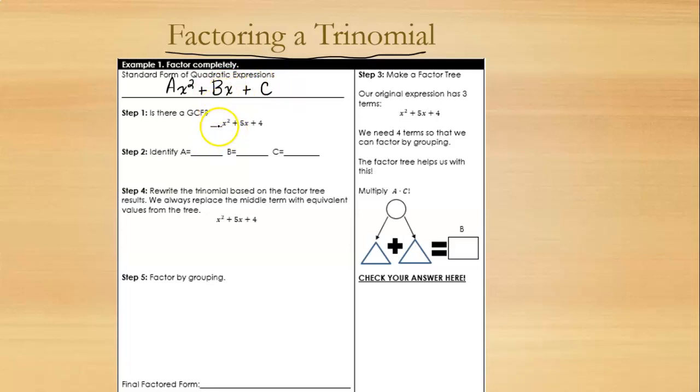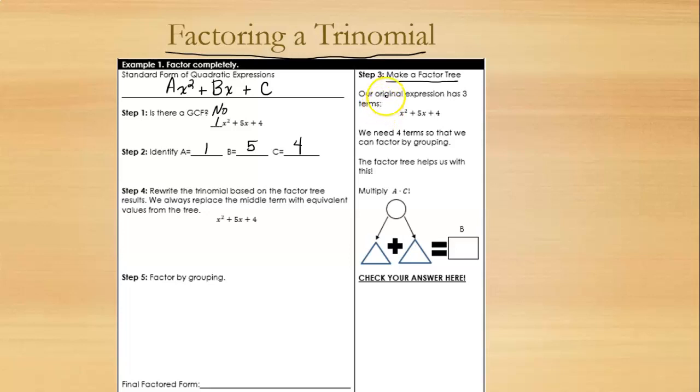If I have an expression like this, don't forget there's an invisible 1 in front of any variable that doesn't have a number. There is no overall GCF. There's nothing that 1x squared, 5x, and 4 can all be divided by, so there's no GCF on this one. And we're going to start by identifying A, B, and C. A is 1, B is 5, and C is 4. Once we do that, we can make what we call a factor tree or an ABC tree.